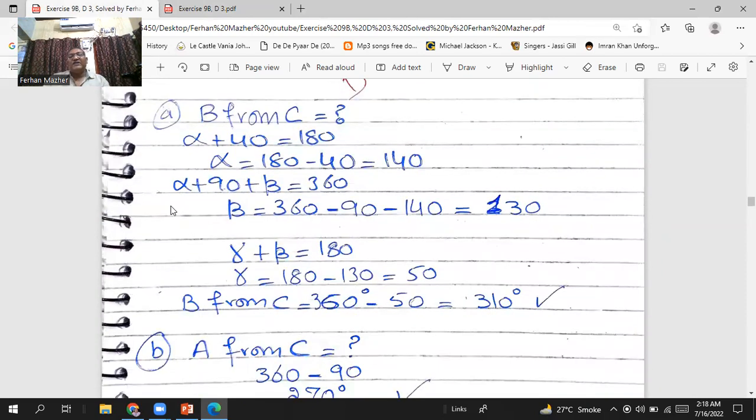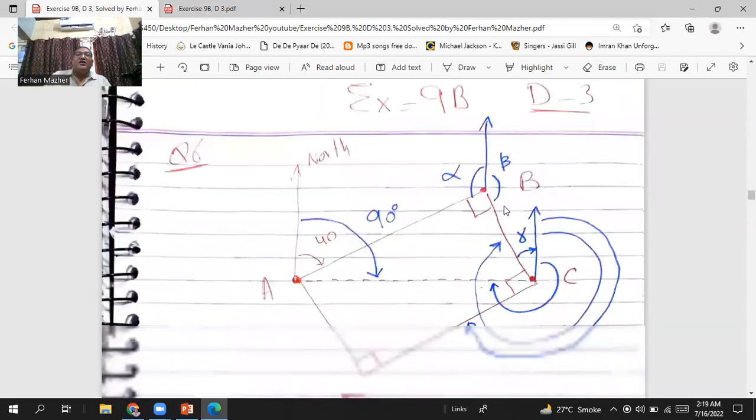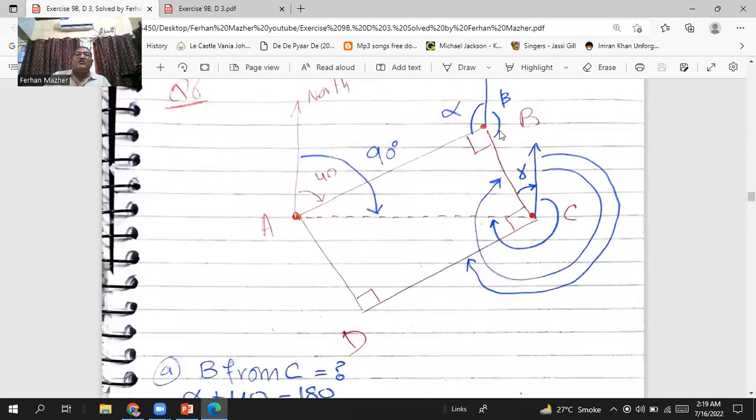So the first question is B from C. Basically they want the bearing of B from C. This is your B. This is C, from C, which means on C you have the north. From that north, you will have to come clockwise to this CB line. That will be the bearing of B from C.